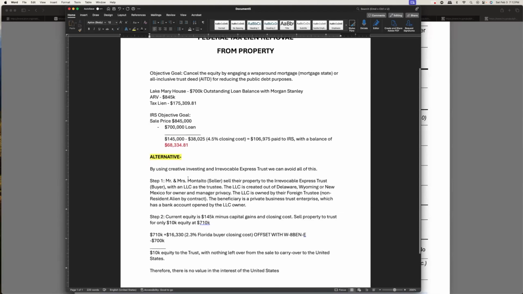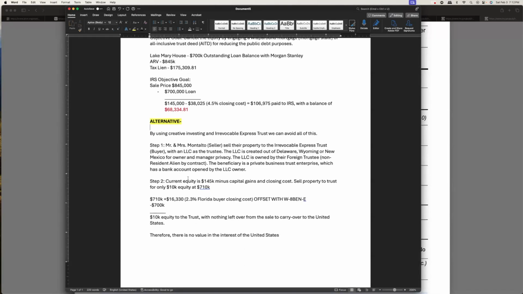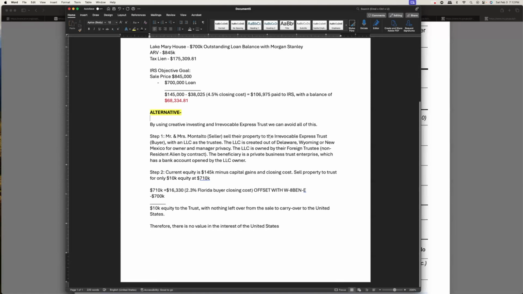Now we have an alternative. What can we do? We can use creative investing, seller financing. By using that and an irrevocable express trust, we can avoid all of what we just said above. Step one, Mr. and Mrs. Montalto, that's the seller, sell their property to an irrevocable express trust, which is the buyer. They use an LLC as the trustee. The trustee, of course, is already 8832 approved, right? But even if it's not approved, I'm still moving forward. I'm just going to make sure that application is submitted and in process.